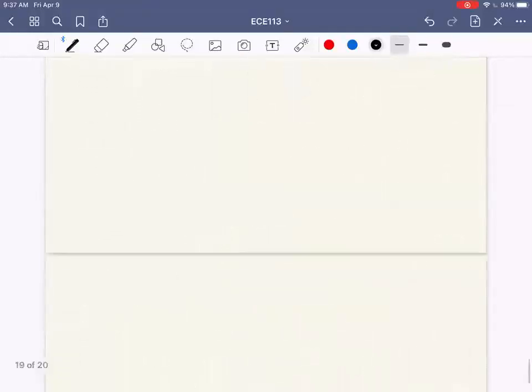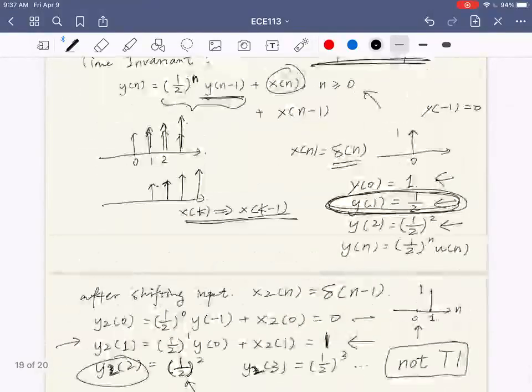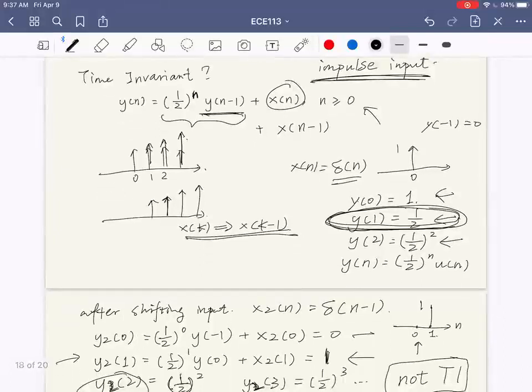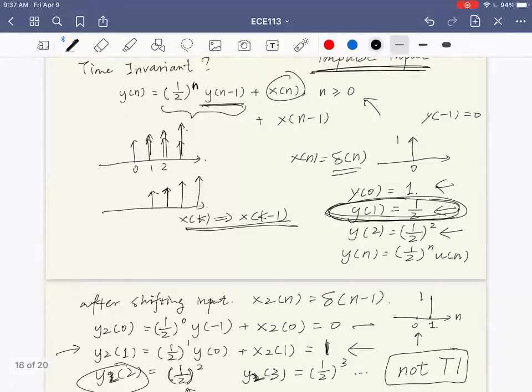Great. Sorry, this might be trivial, but in the after shifting input equations, for y2 of 1 and the following y2 of 2, how do those come out to being 1 and 1/2 squared? I'm just trying to find where you got the inputs. Could you specify which equation you're talking about? After shifting input, y2 of 1, how it equals 1. I get that it's 1/2 to the power of 1, and then y of 0, which is 1. I'm missing something. Is x2 of 1 1/2?